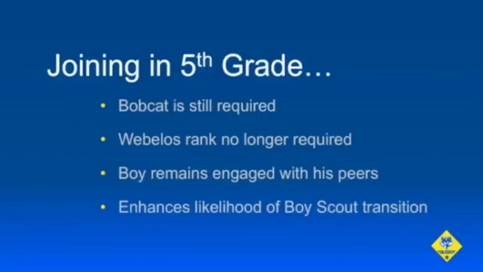First off, the boys earn their Bobcat rank. It is still the first rank that is required when boys enter the Cub Scouting program. The Webelos rank will no longer be required for them to earn before they can earn the Arrow of Light. This is for boys that are entering the program in the 5th grade.